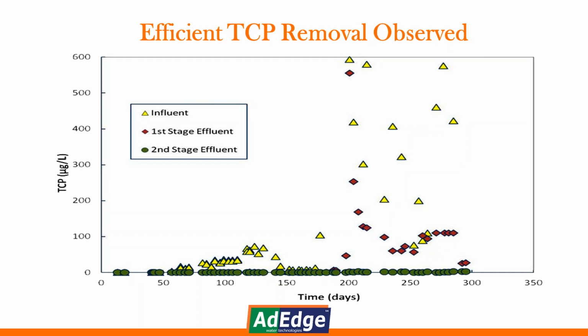So we had to exhaust the carbon first so we could justify and prove that it was biological activity removing the VOCs. We just completed a pilot in California that had nitrate, perchlorate, and TCP in it, and the system removed all three contaminants very effectively.